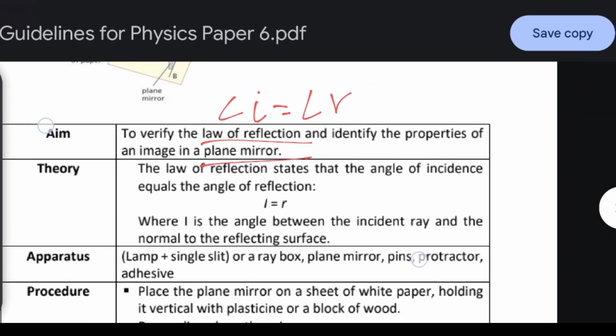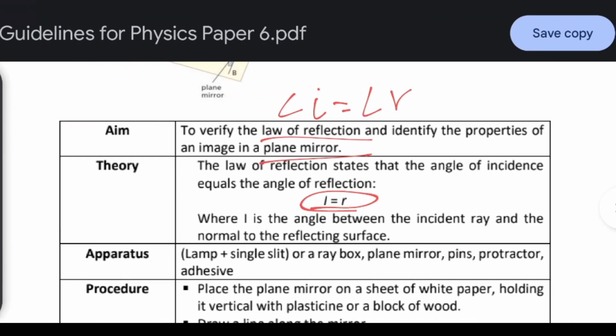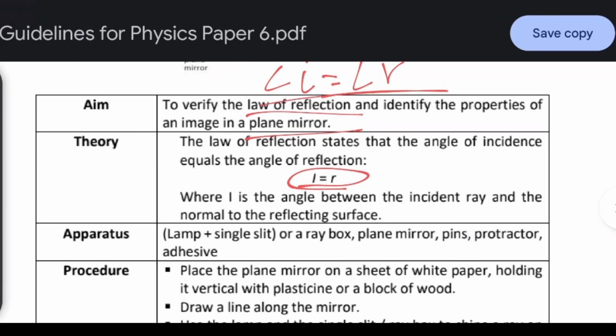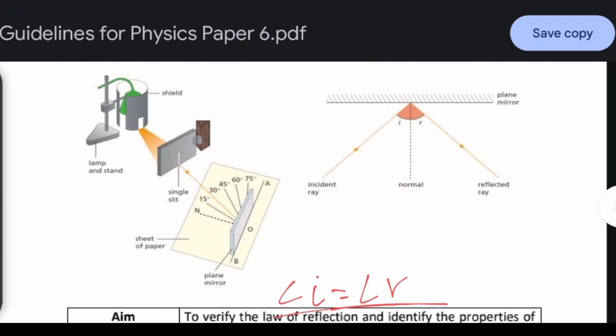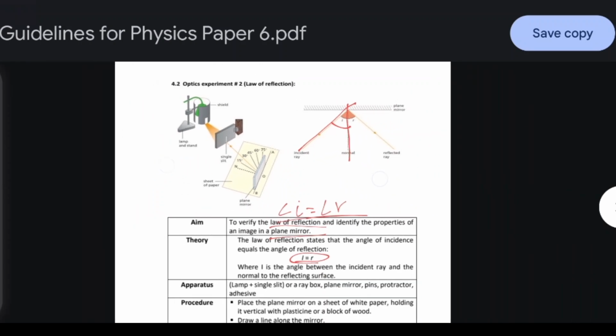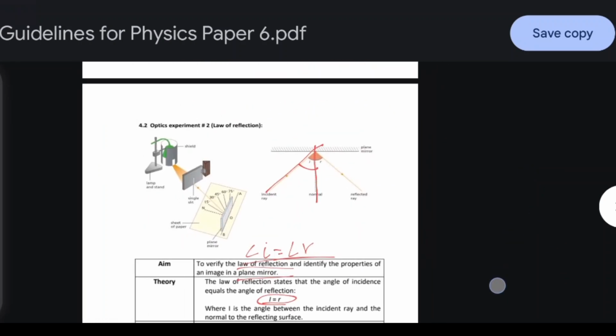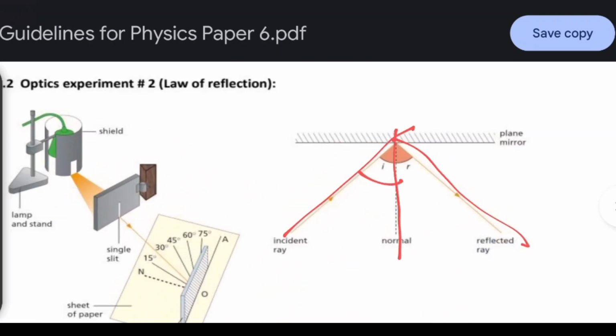Okay, the law of reflection states that angle of incidence equals angle of reflection, as I told you all before. Here, I is the angle between the incident ray and the normal drawn to the surface at the point of incidence. And the reflected angle is, of course, the angle between the reflected ray and the normal drawn to the surface at the point of incidence. So this is the reflected angle.